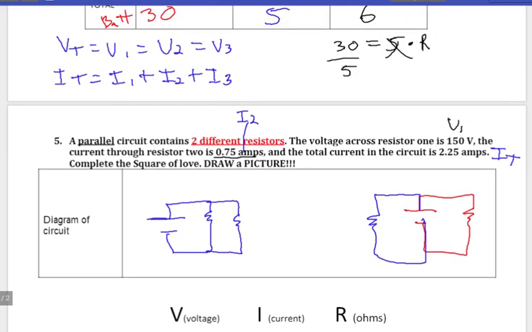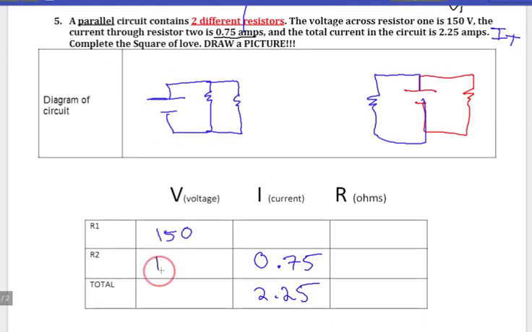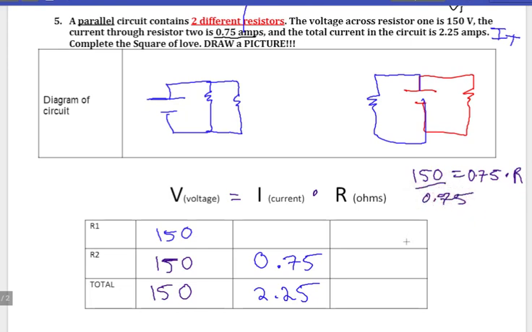We said total voltage remains the same everywhere. So 150 volts through R1 means 150 volts through R2. Means 150 total volts through the circuit. Now that I have that, it's starting to open up. I know V is equal to I times R. So if I want to solve for R over here, I set 150 equal to my current, which is 0.75, times my resistance. That's going to tell me that R2 is going to be equal to 200 ohms.